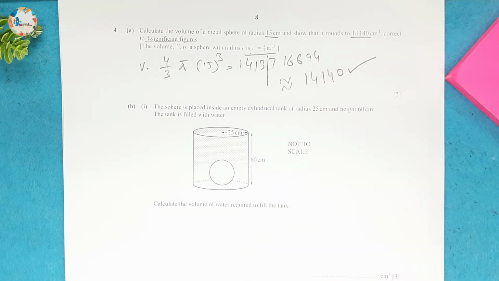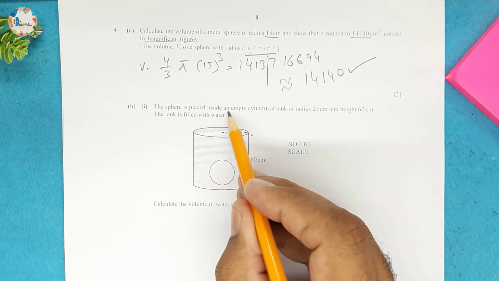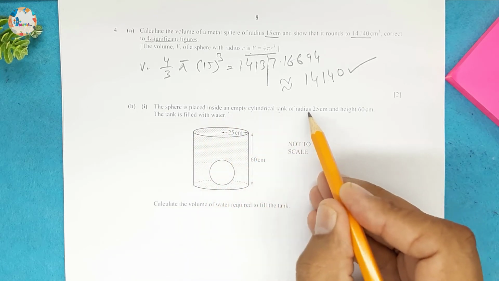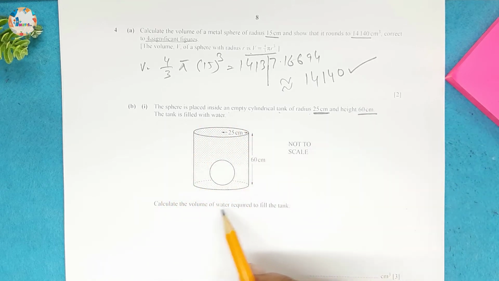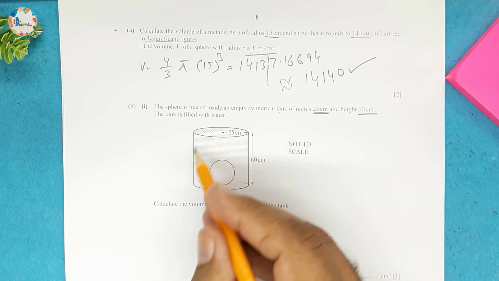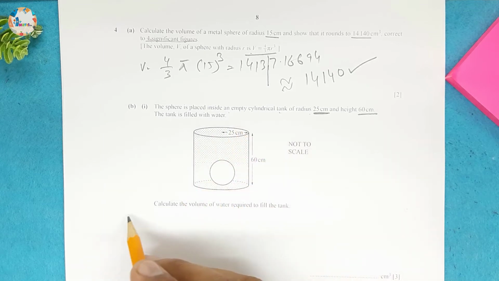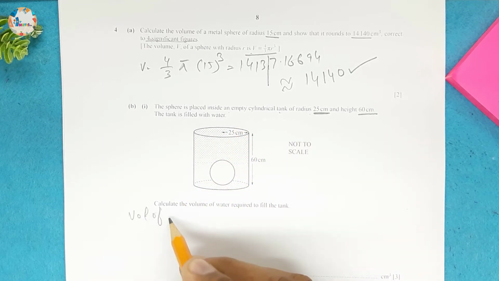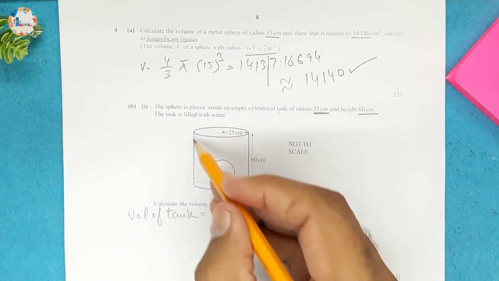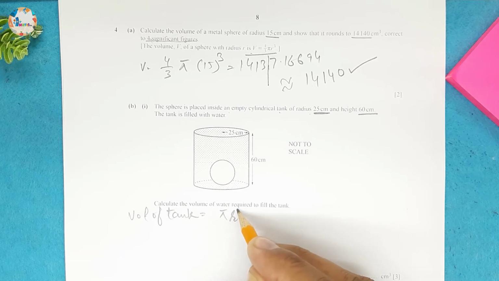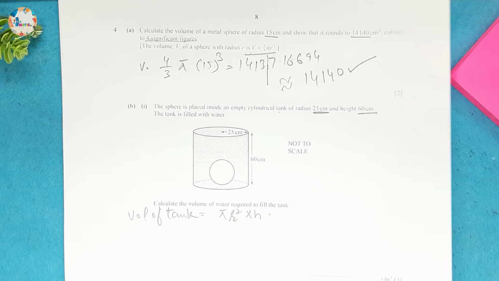Now B part, BI, the sphere is placed inside an empty cylinder tank of radius is this one, and height is provided. The tank is filled with water. Calculate the volume of water required to fill the tank. Now this is basically the volume of tank. We can check volume of tank will be equal to pi r squared because it is circular. So pi r squared multiply by height, which is this one. So this will be the volume of the cylinder.